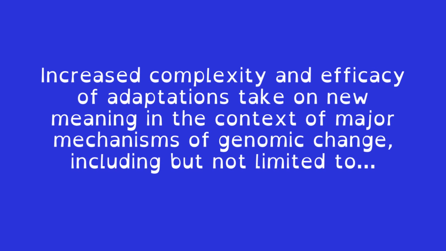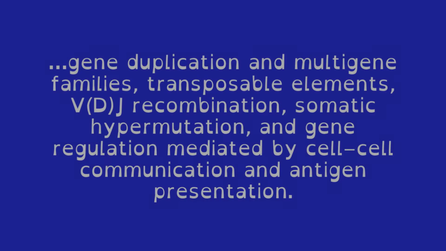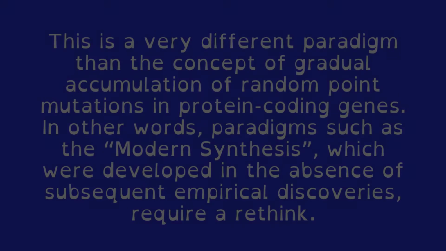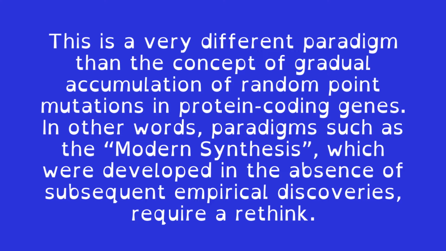Increased complexity and efficacy of adaptations take on new meaning in the context of major mechanisms of genomic change, including but not limited to gene duplication in multigene families, transposable elements, VDJ recombination, somatic hypermutation, and gene regulation mediated by cell-cell communication and antigen presentation. This is a very different paradigm than the concept of gradual accumulation of random point mutations in protein coding genes.